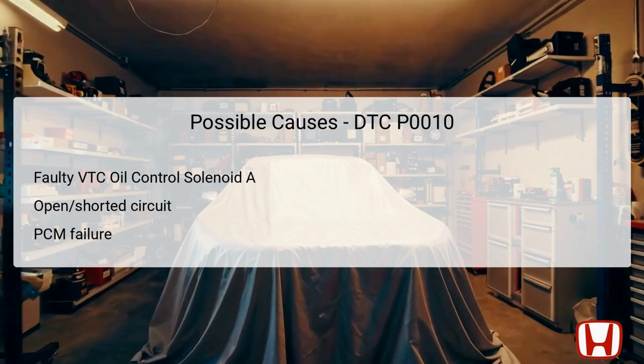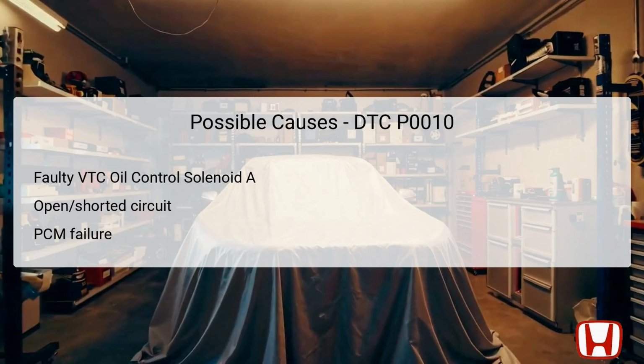There are several possible causes for DTC P0010. First, a faulty VTC oil control solenoid valve A is often the primary suspect. This could be due to internal wear or failure, preventing it from regulating oil flow as required. Next, there could be an open or shorted circuit in the wiring that connects the solenoid to the PCM. This disruption can prevent the PCM from receiving the right feedback regarding the solenoid's operation.